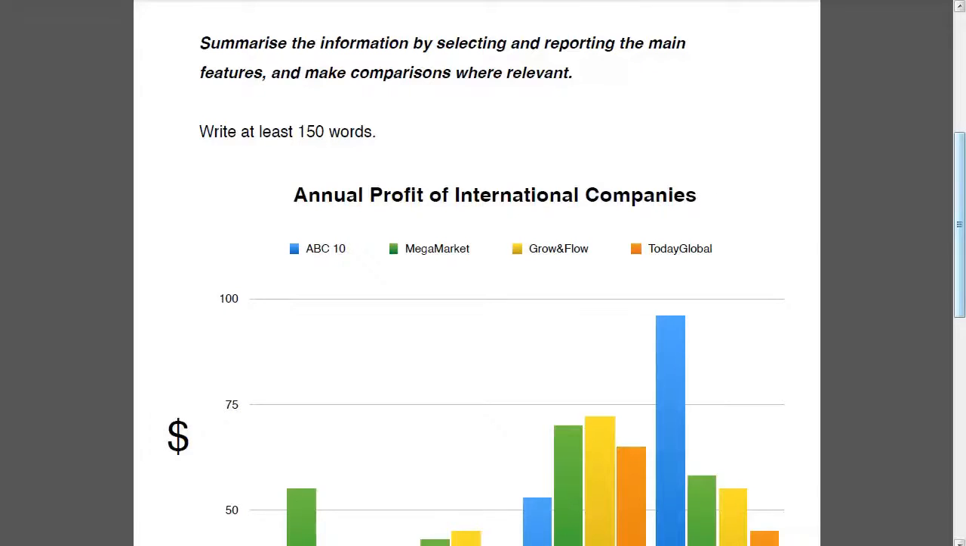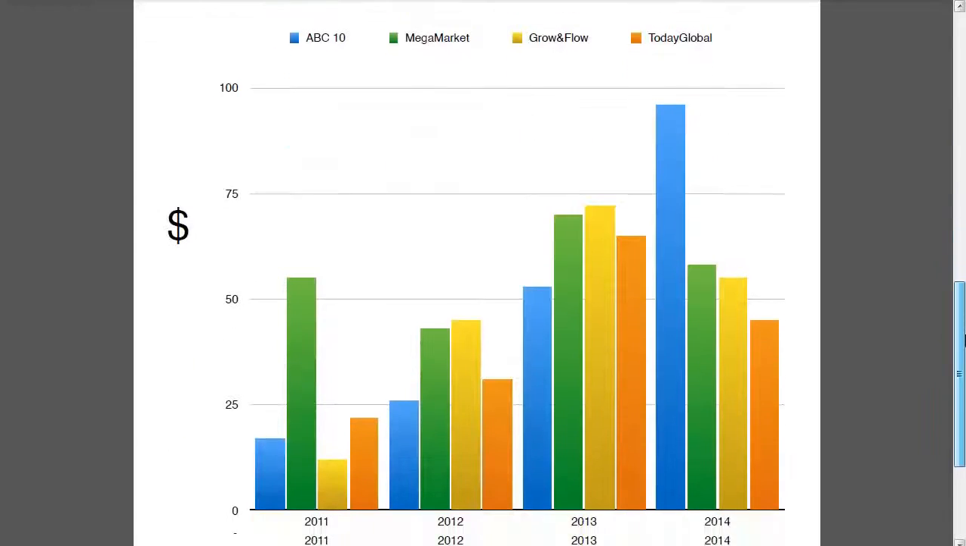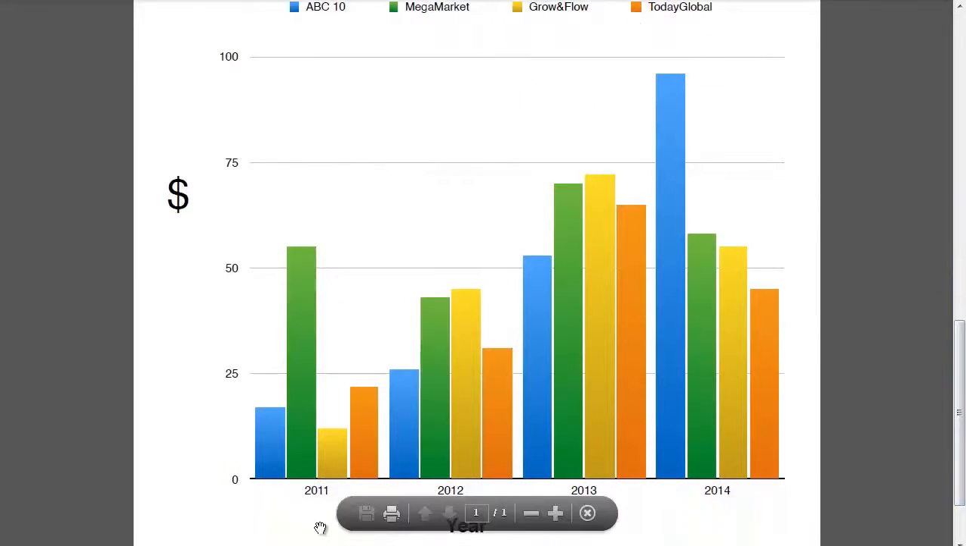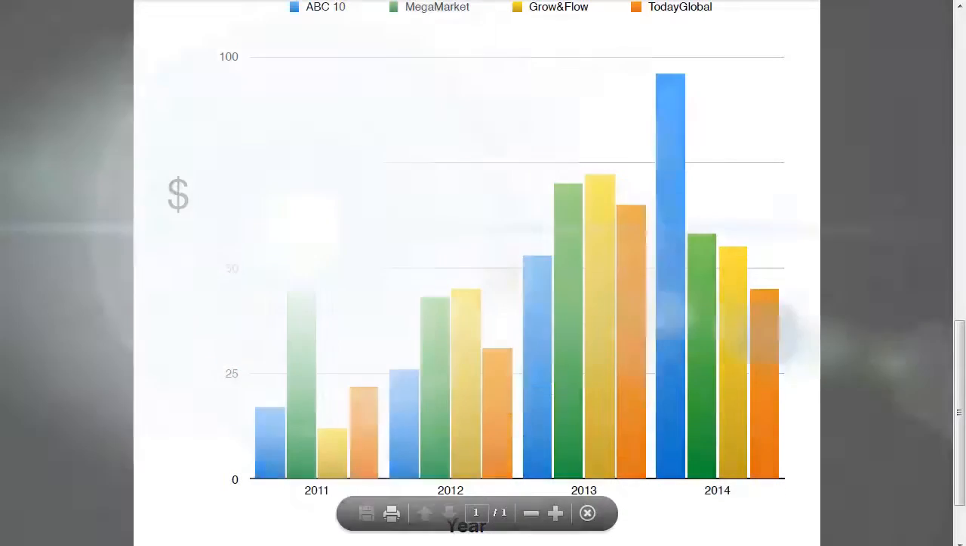This is important. So these are the 2 axes over here. This one here, the horizontal one, and this one here, the vertical one. We don't want to get confused here. The horizontal one is about the years, right? And the vertical one is about the amount of money in millions, in dollars, right?